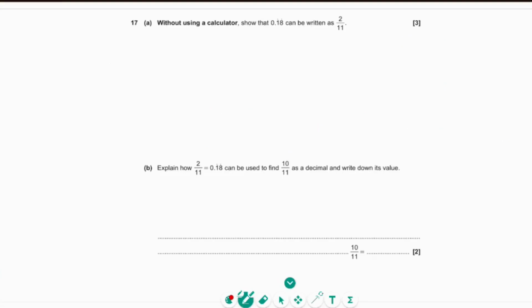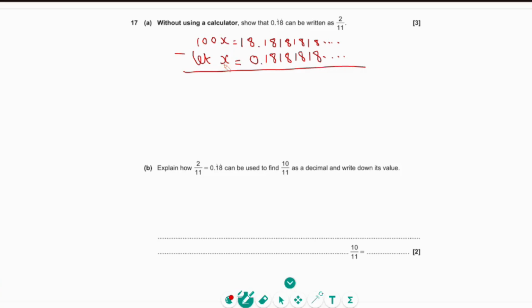Without using a calculator, show that 0.18 recurring can be written as 2/11. It's just a standard way for doing this. I'm going to multiply it by 100 because it's like double repeating digits. Line it up, everything is underneath each other. We can see where it cancels.